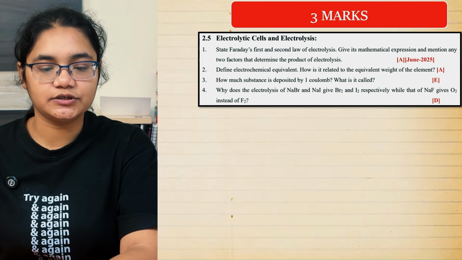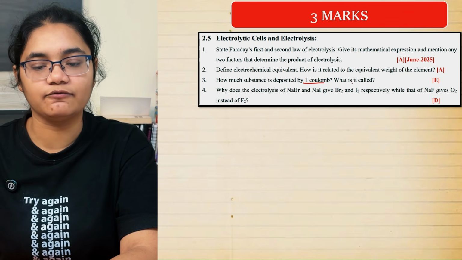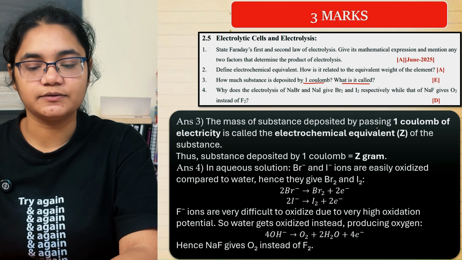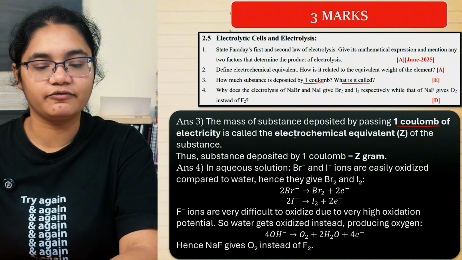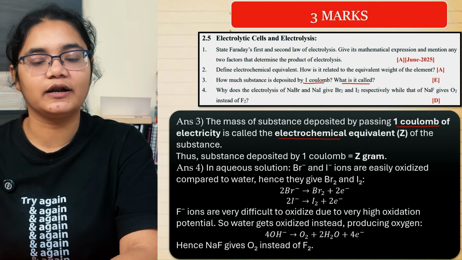Next is question number 3. How much substance is deposited by 1 coulomb and what is it called? The mass of the substance deposited by passing 1 coulomb of electricity is called the electrochemical equivalent and it is denoted by Z.